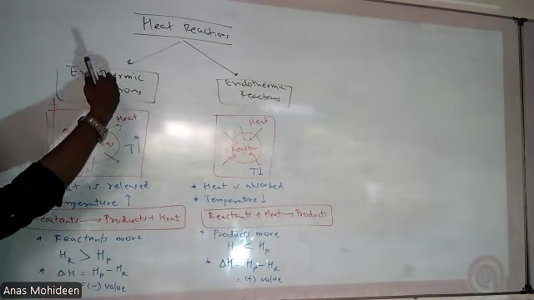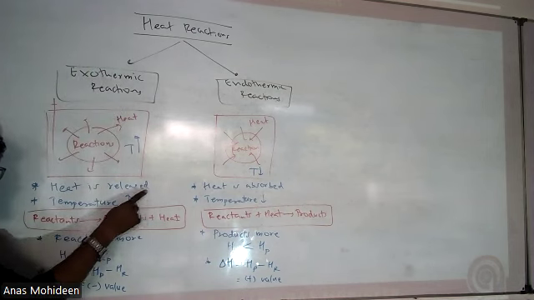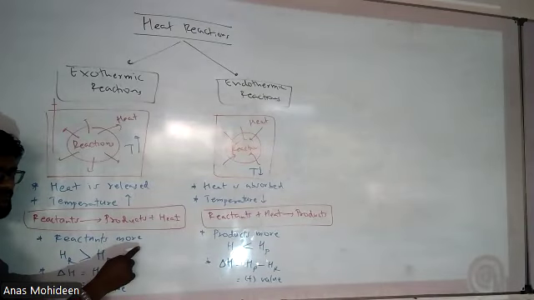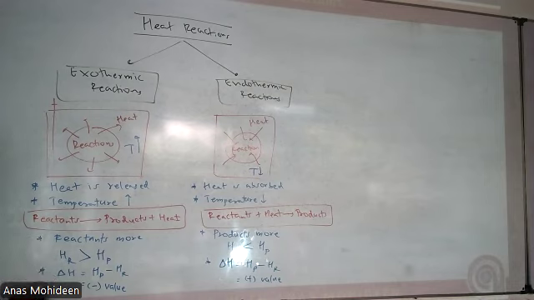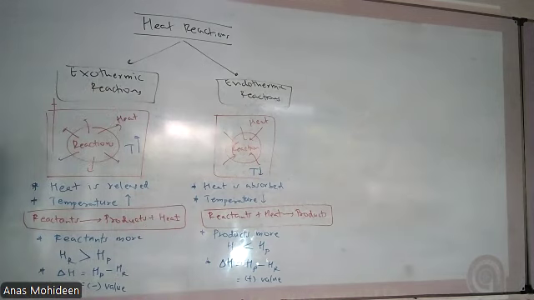So exothermic reactions means heat is released, so the temperature is increased. Reactants are more in heat, so it is negative. What is negative? Heat change. Delta H is negative. These are the 4 points, one of the 4 points you ought to remember. Heat is released, temperature increases, reactants move, negative value.